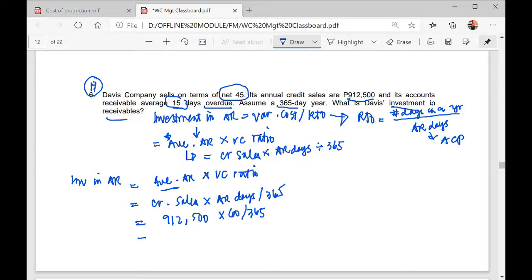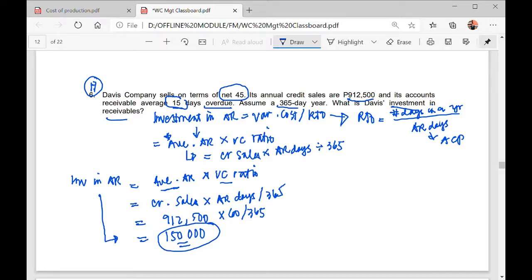So what would be the answer? What is our investment in AR? 150,000. Okay? Again, if the variable cost ratio is given, you will multiply this one with the VC ratio. But since wala man siya given on the variable cost ratio, so therefore, this would be our answer. Okay?